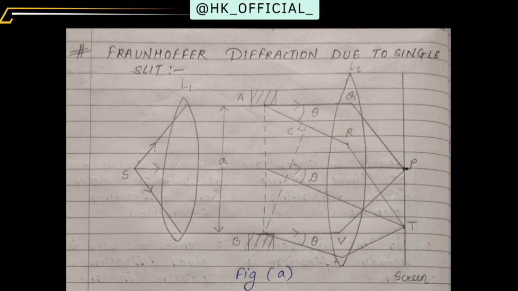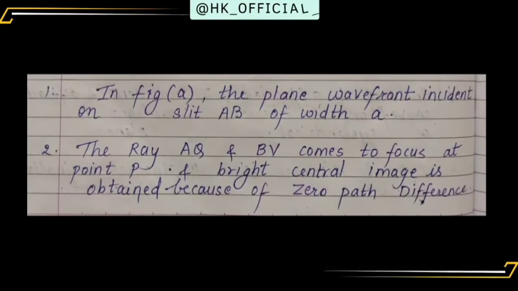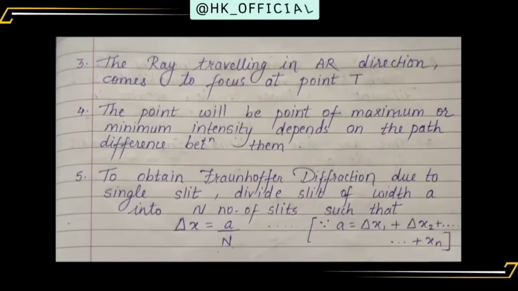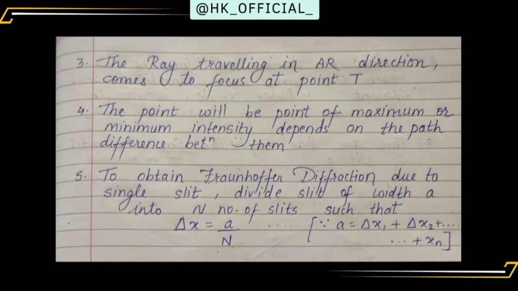Let's come to the theory part. First we will explain the figure over here. In the first point you can say, in figure A, the plane wavefront is incident on slit AB of width A. Then second point, the rays AQ and BV come to focus at point P, and a bright central image is obtained because of zero path difference. This is very important over here. Then third, the ray traveling in AR direction comes to focus at point T. The point will be the point of maximum or minimum intensity, which depends on the path difference between them.